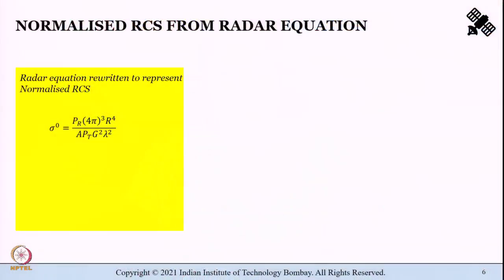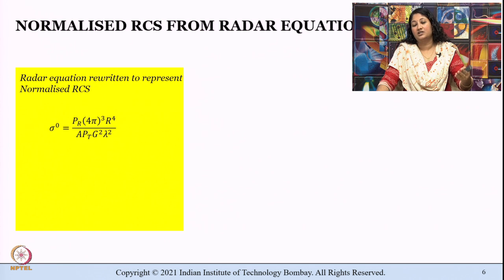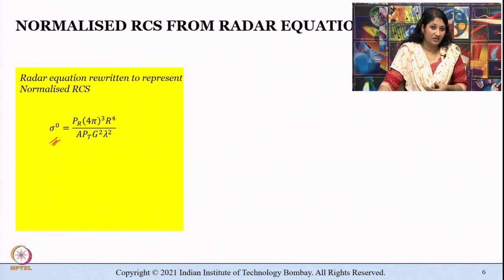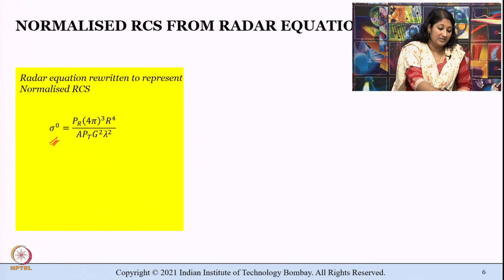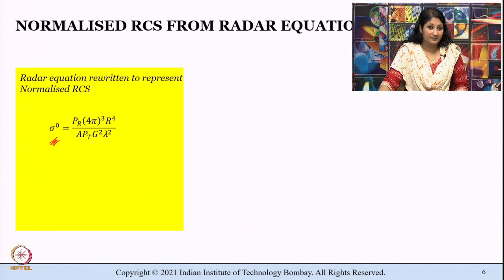Okay? So, as we discussed in the previous lecture, for distributed targets, we need to use something known as a normalized radar cross section, sigma naught, which is nothing but sigma by A, area, which means using the same radar equation, I can further rewrite the same to represent normalized radar cross section, that is sigma naught. So, what have I done? I have rearranged the terms of the radar equation first to get a value of sigma, and now I am rewriting it again to represent sigma naught, which is the normalized radar cross section, which is nothing but sigma by A, area.